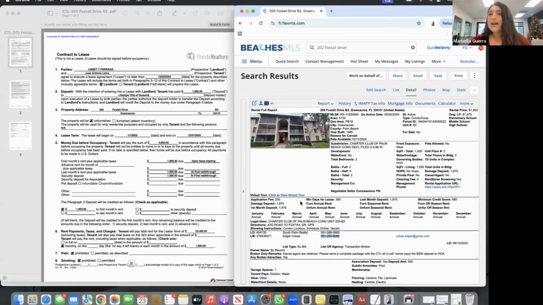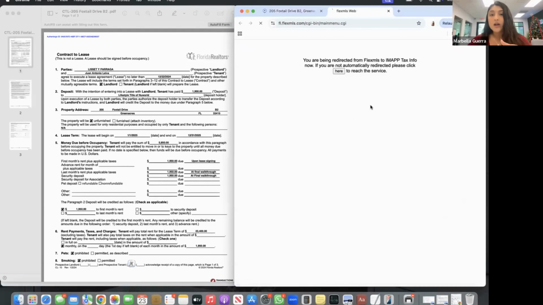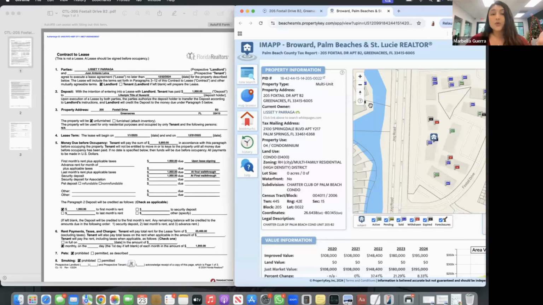I know some people have Matrix, some people have Beaches. There is a function on your MLS that allows you to go to the property appraiser website. So on Beaches MLS, this is what it looks like. On Matrix, it might look a little bit different, but essentially it's the same thing. You want to hit on either IMAP, property appraiser, whatever other name Matrix might have for it.